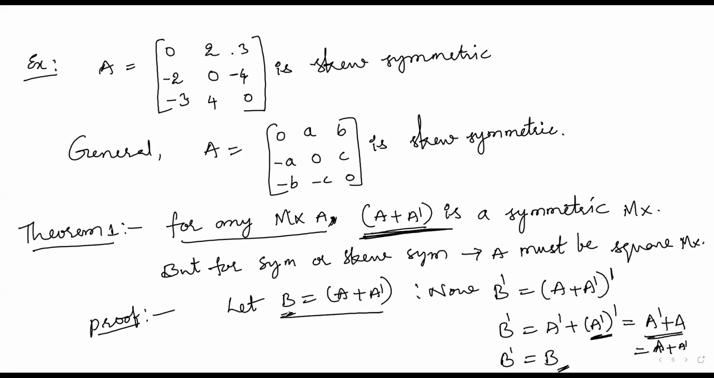Let this be B. Or you can take B transpose. B transpose is A plus A transpose, whole transpose. So then it is A transpose plus A transpose, whole transpose. Then A transpose transpose is A. Then this is B itself. So B transpose equal to B. So what you can conclude? Any matrix B, its transpose is the same thing.